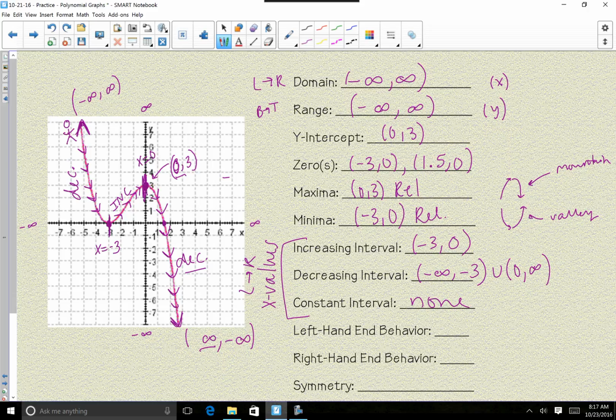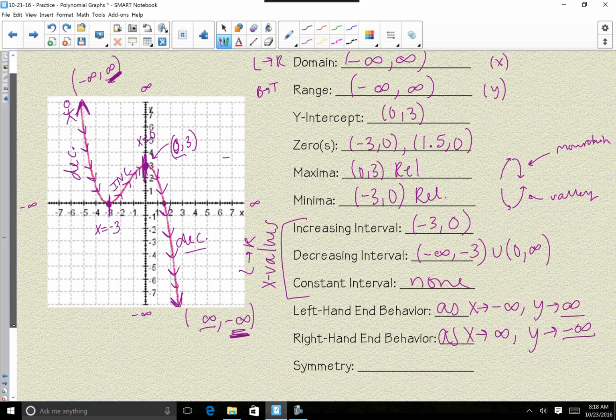All right, the left-hand end behavior: as x goes to negative infinity on the left, y goes, this arrow right here is pointing up, right? It's going to positive infinity. And then on the right, as x goes to positive infinity, y goes to, and if we look, my x values are going to positive infinity, my y's are going to negative infinity. And symmetry here is none.